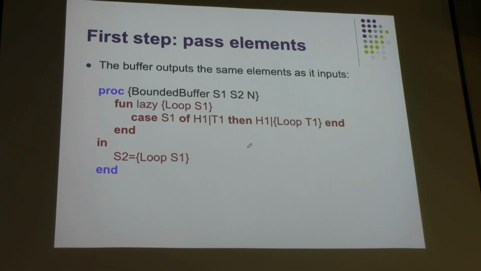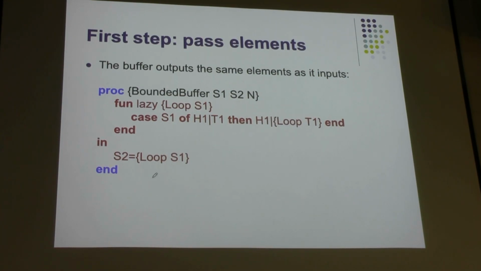So here is the first step. The first step is that the bounded buffer doesn't do anything. Here we have procedure bounded buffer, S1, S2. S2 is equal to loop S1. And look at this loop function. It reads S1 and it outputs exactly the same thing, H1 bar loop 2. So here is the bounded buffer that just outputs the same elements as it inputs. That's basically what we want. It's just that the timing has to be a little different. Okay? So that is the first step, a bounded buffer that doesn't do anything yet. But it's like a transparent thing. So if you put this code between the producer and consumer, everything still works, nothing has changed. Okay?